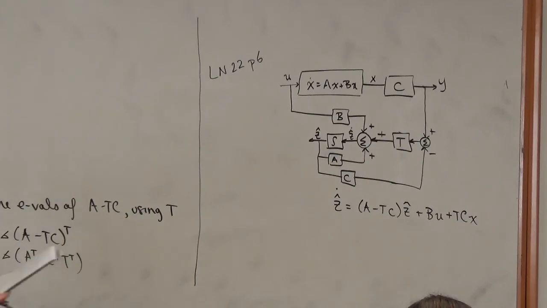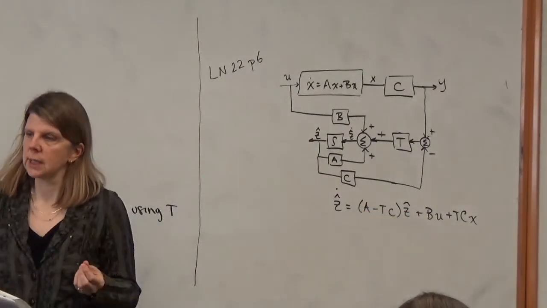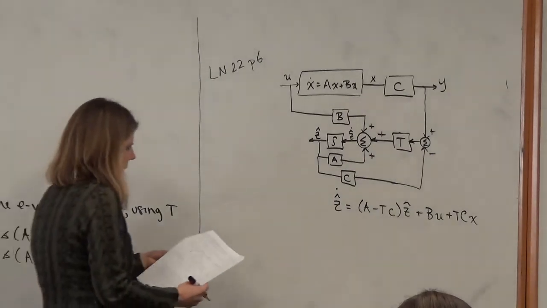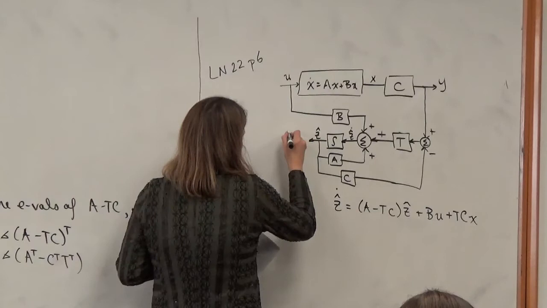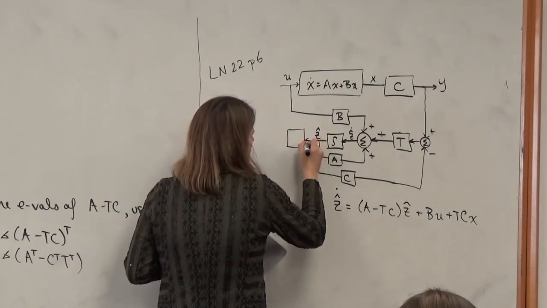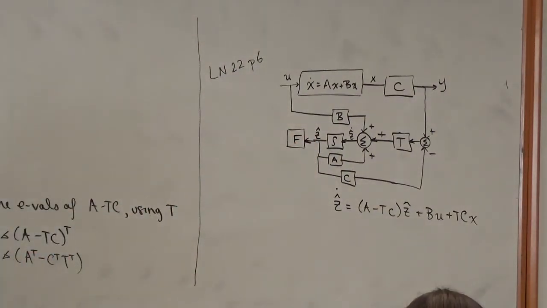Well, let's just go with what we said over here. If the system's observable, we can choose t such that the dynamics of the error converge to 0 exponentially. So after a little while, z hat looks like x. So let's take advantage of that, and let's feed back z hat through the same matrix F that we would have used had we measured x to begin with.